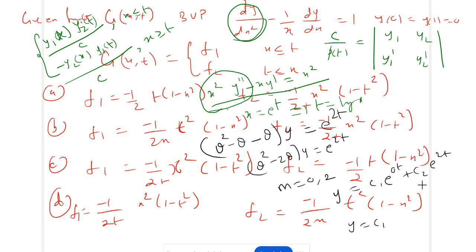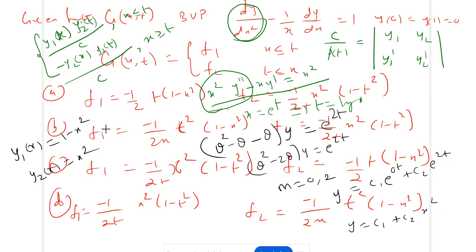y equal to c1 e power 2 log x, that becomes x square, so c2 x square comes. So from this, what is the y1 of x? We find the fundamental independent solutions. So y1 of x equal to 1 minus x square, and y2 of x equal to x square.